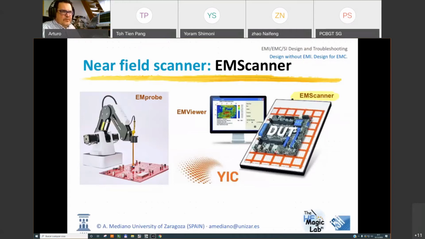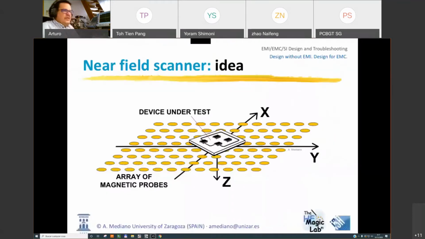The other possibility for scanning circuits is to use the EM probe. Instead of 1,000 probes, we have only one probe, and this probe is on a one-arm robot, and the probe is moved around the circuit under test. So you can locate the origin of the signal in different positions of your PCB and work at different heights. Okay, but in my demos I will be using the EM scanner to demonstrate the idea.